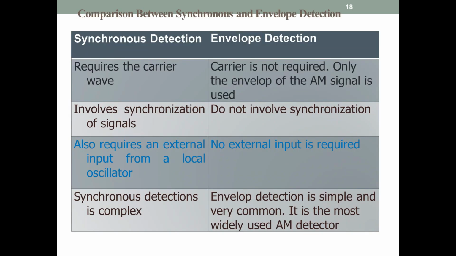Comparison between the synchronous and the envelope detection. The synchronous detection requires carrier wave, involves synchronization of signal, also requires an external input from a local oscillator, and the detection is complex. For the envelope detector, carrier is not required, only the envelope of the AM signal is used. It does not require synchronization, no external input is required. Envelope detection is simple and very common. It is the most widely used AM detector.